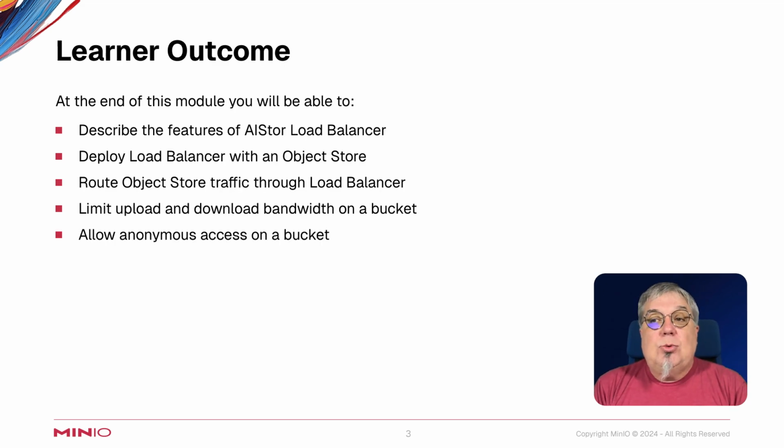At the end of this module, you should be able to describe all of the features of the AIStor Load Balancer. You should also be able to deploy the load balancer with an object store. Both the load balancer and object store get deployed in tandem as a sidecar. You should also be able to route object store traffic through the load balancer. That's very important to do. We'll show you that in the demo. You'll also be able to limit your upload and download bandwidth on a bucket and allow anonymous access on a bucket. Let's go ahead and dive into AIStor Load Balancer.